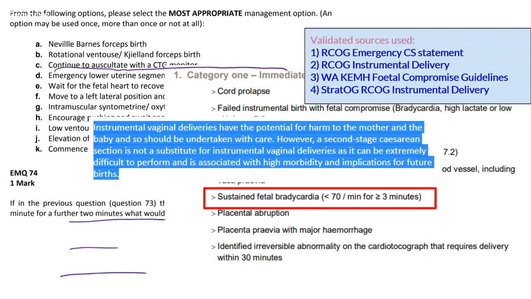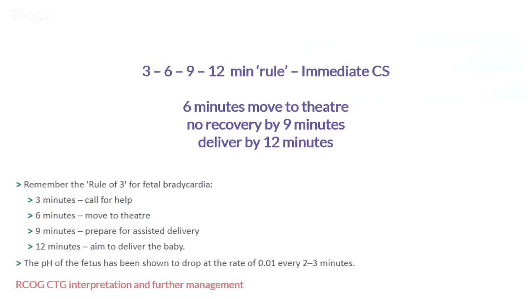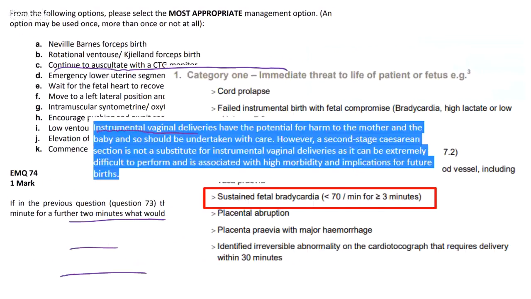Okay, so we'll just read through this. So instrumental vaginal deliveries have the potential for harm for the mother. Okay, maybe it wasn't that one. There you go. So a second stage cesarean section is not a substitute for instrumental vaginal deliveries, as it can be extremely difficult to perform and is associated with high morbidity and implications for future births. So the answer to this question definitively is instrumental.